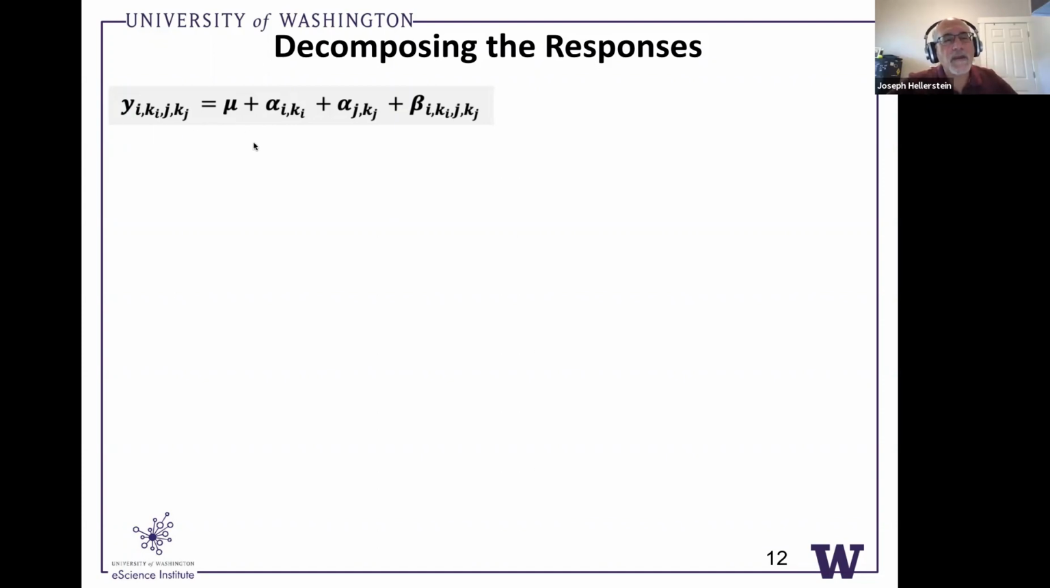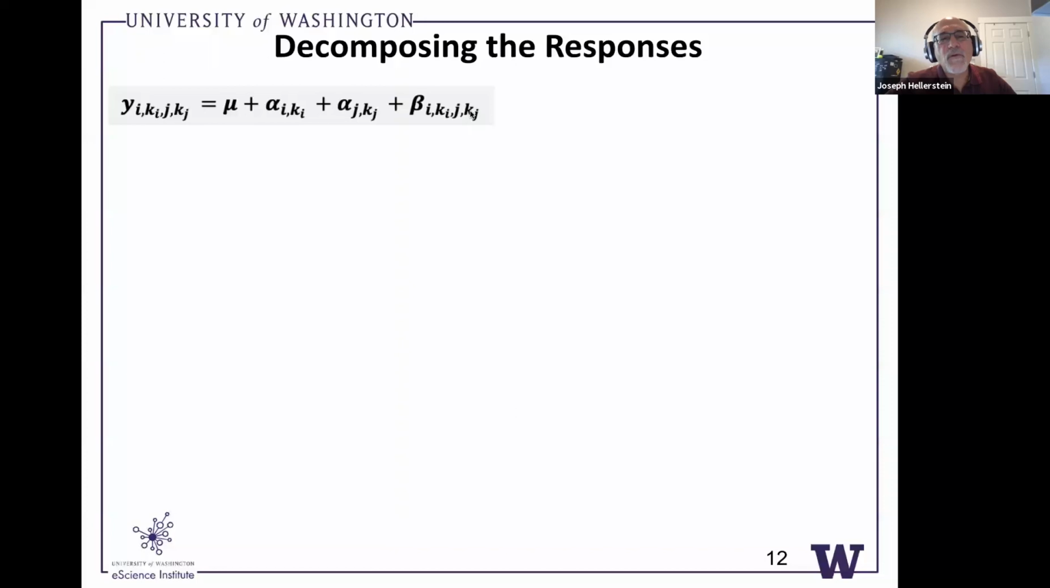Well, one way to look at it is that there's some base that I'm going to get out of this, some mean value. Then I get some effect due to the ith factor and the level that it's at, and some effect due to the jth factor and the level it's at. And then there's something that's an interaction of those 2 effects.